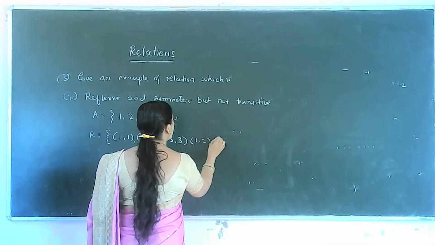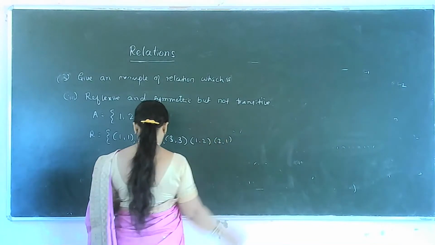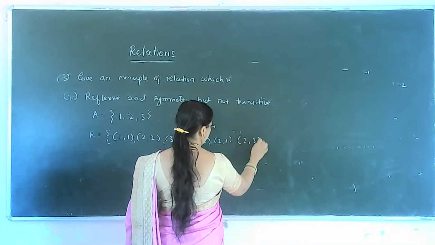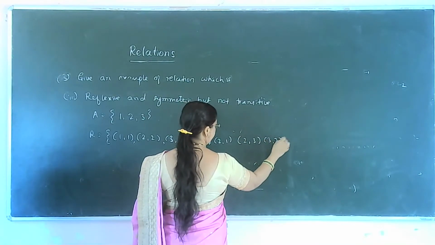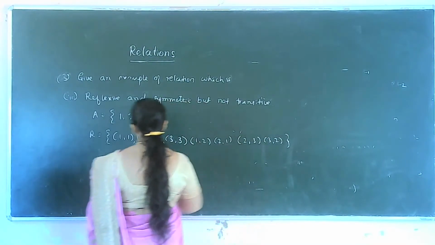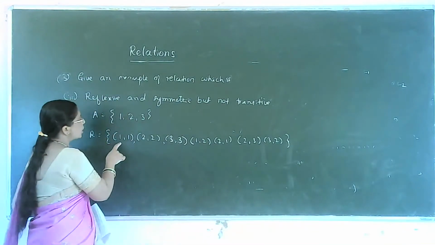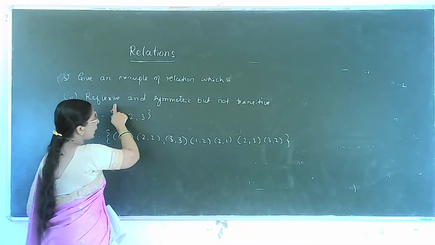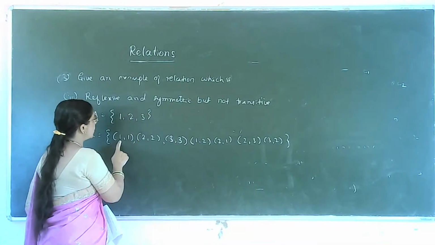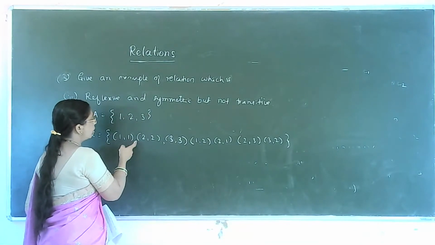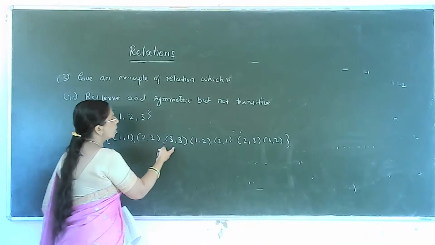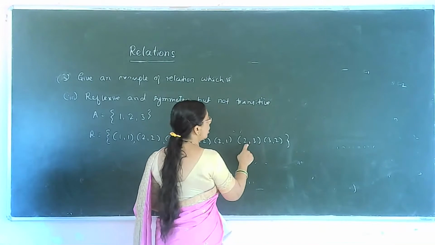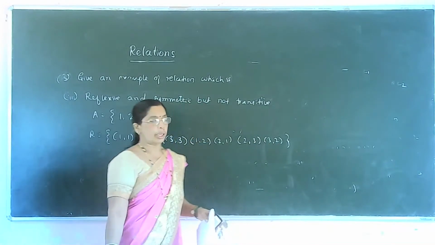Then (1,2), (2,1), then (2,3), (3,2). Here, all elements (1,1), (2,2), (3,3) belong to R. Therefore, it's reflexive. Symmetric means (1,1) is there, so it's symmetric. Then (1,2) is there and (2,1) is there. (2,3) is there and it's symmetrical, (3,2) is also there.